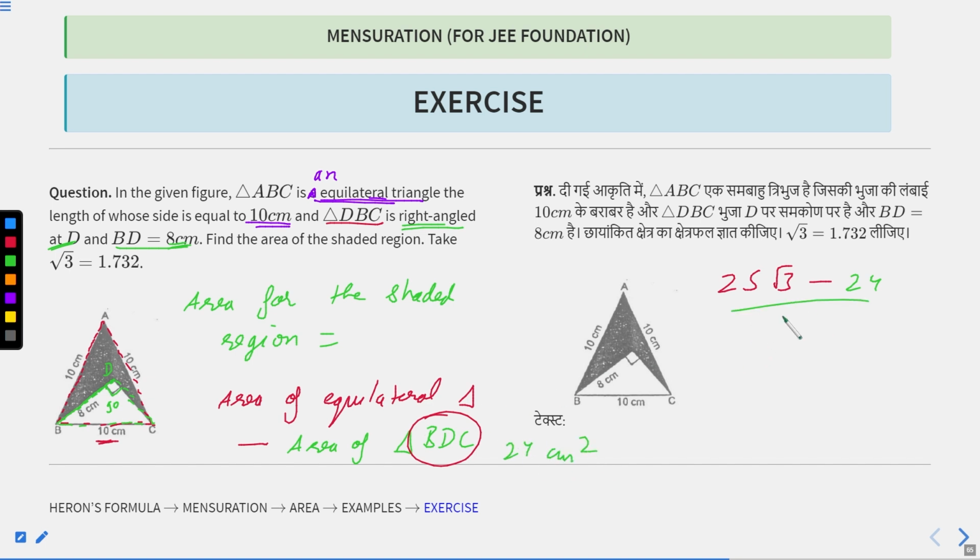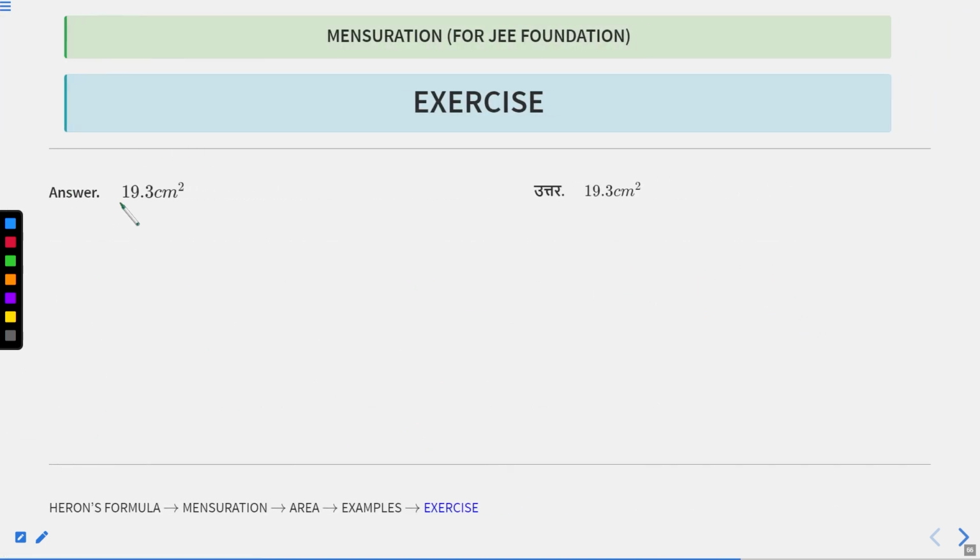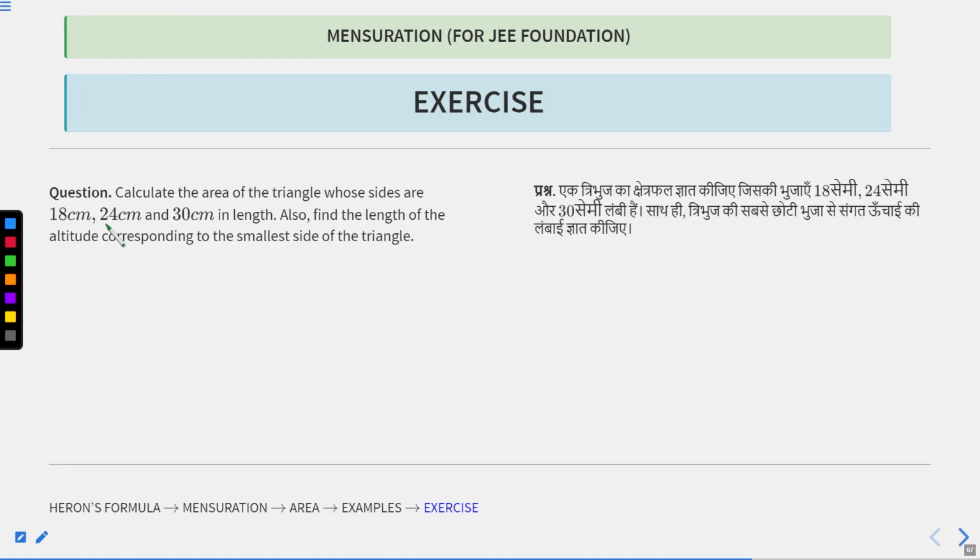I hope this is clear. And using root 3 equals 1.732, you will get your answer. I hope you can just do a small calculation to find out the area. Okay, I hope this is clear to you. Now let's move to the next problem.